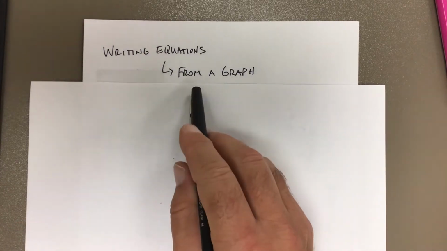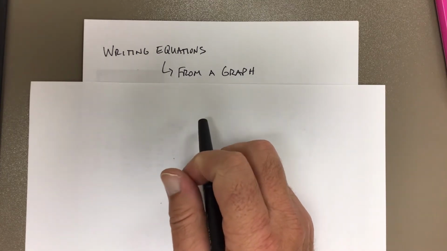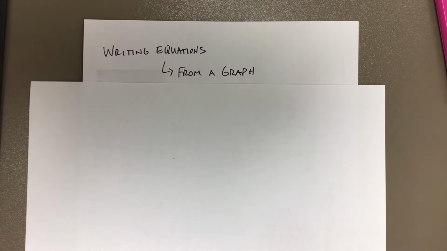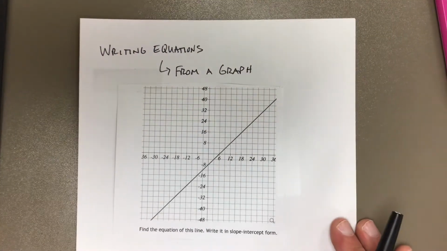We're going to write an equation from a graph. Now you're saying, okay, we've already done this, Mr. Witherow, and you're right, we have. We've done this when it's been a pretty basic graph. But what happens when they give us graphs like this, right?